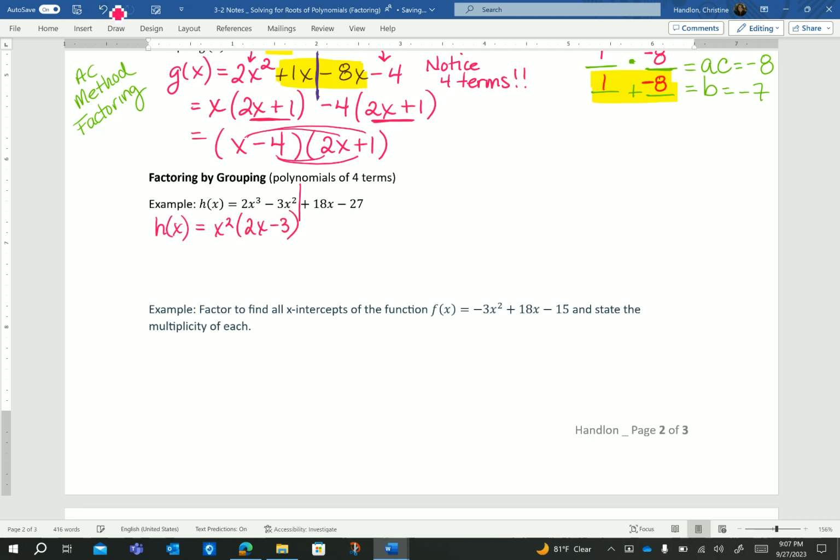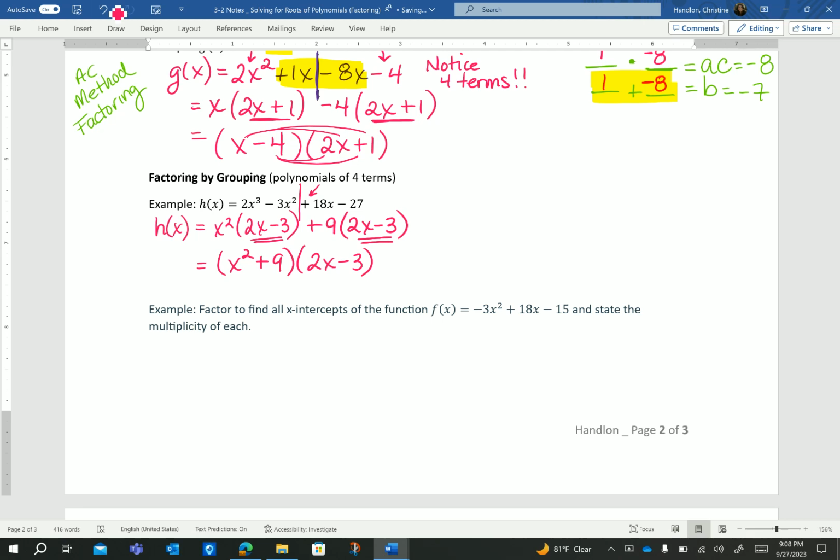The GCF here has to be positive because that number is positive. The highest number that goes into both of those is a 9. So I'm going to put positive 9, and this is 2x minus 3. Notice again, those are matching. So I am able to put x squared plus 9 and 2x minus 3 in the other parentheses.